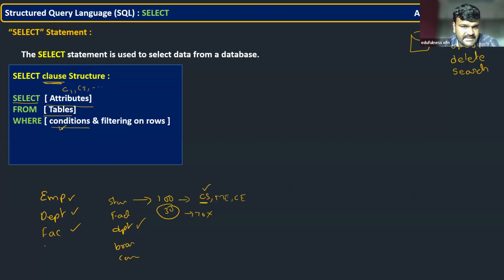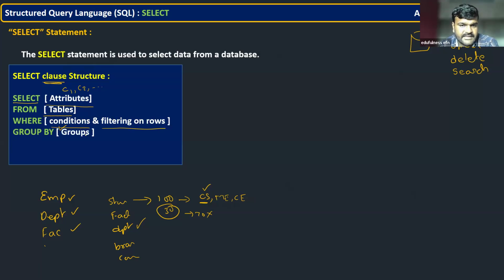Only CSE needed. That means you are filtering the rows, filtering the records. Some are required, some of them are not required. How are you deciding which one is required? Based on the condition. So that's what the where clause is simply doing: filtering the records. Keep that in mind.